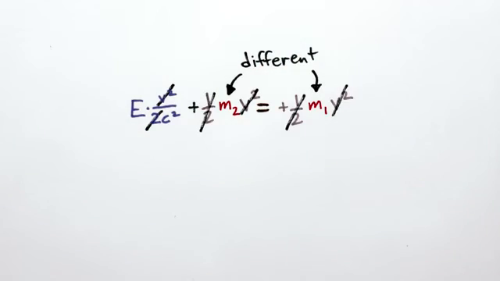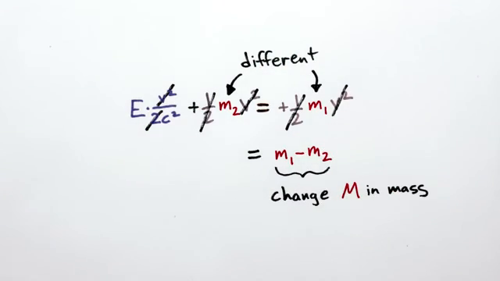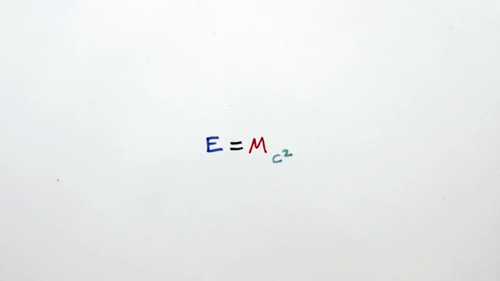Now, if we cancel things out, you can see that the change in mass of the cat must be equal to the energy of the light emitted divided by c squared. Or, as you've heard before, E equals mc².